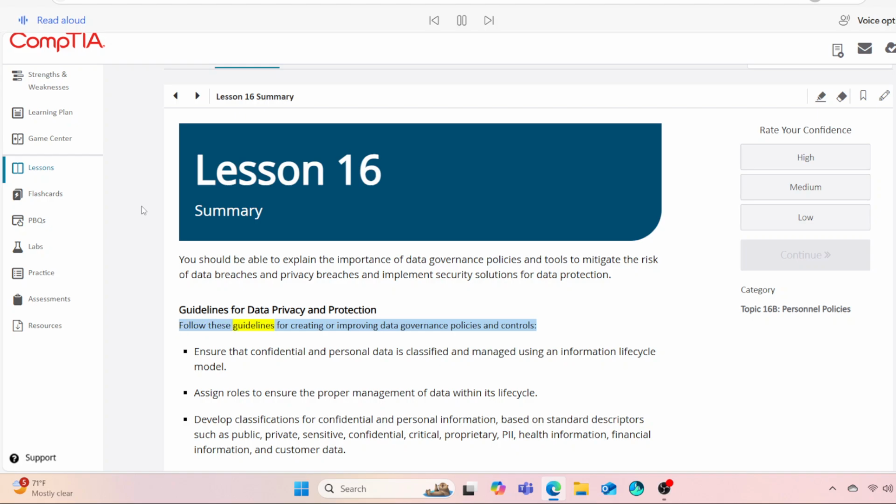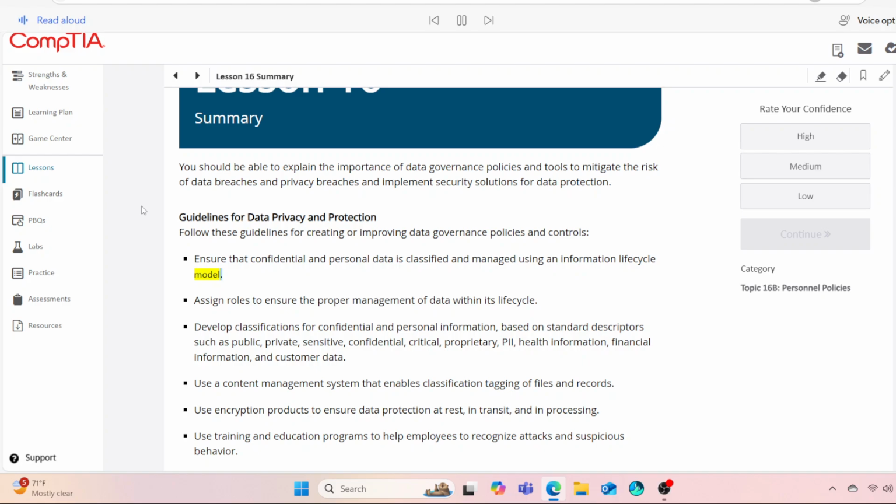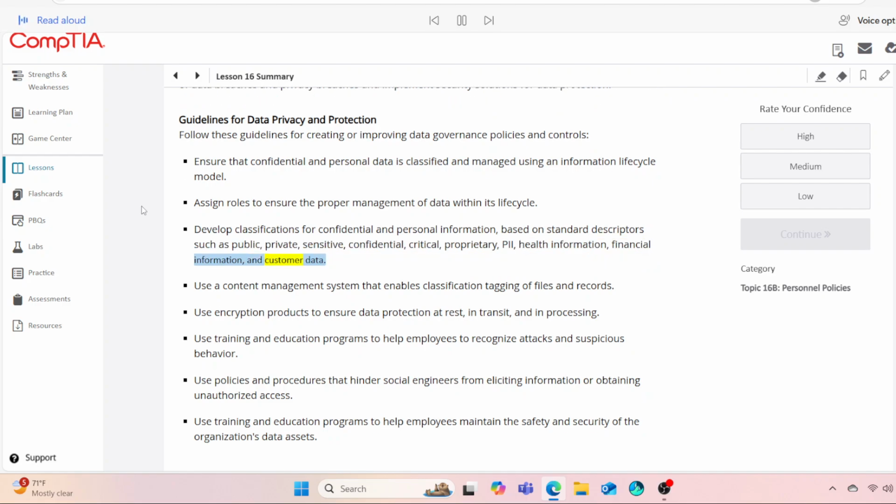Follow these guidelines for creating or improving data governance policies and controls. Ensure that confidential and personal data is classified and managed using an information lifecycle model. Assign roles to ensure the proper management of data within its lifecycle. Develop classifications for confidential and personal information based on standard descriptors such as public, private, sensitive, confidential, critical, proprietary, PII, health information, financial information, and customer data.